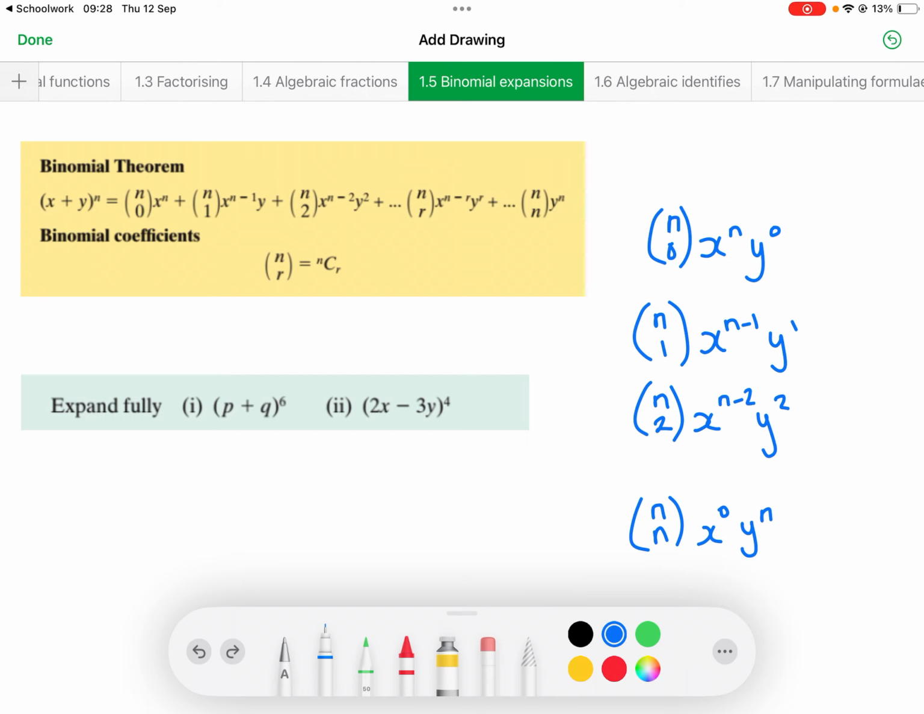I'm going to do these out in examples, and they will make much more sense whenever I do them out in an example. And a little way to make sure you're going correctly is your powers should always add up to n. So if n was 6, they should always add up to 6. So n plus 0 is n.